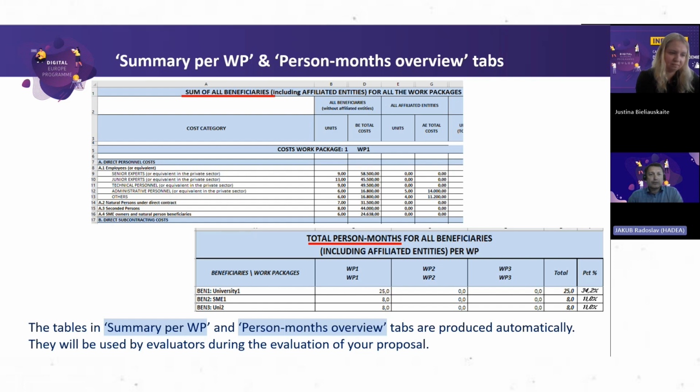And then, of course, there is also another summary that comes from the encoded information for each beneficiary and work package, and this relates to the person-months overview. So again, you can see per each beneficiary and per each work package how many person-months were encoded, were inserted. So this will be used during the evaluations. Next slide.